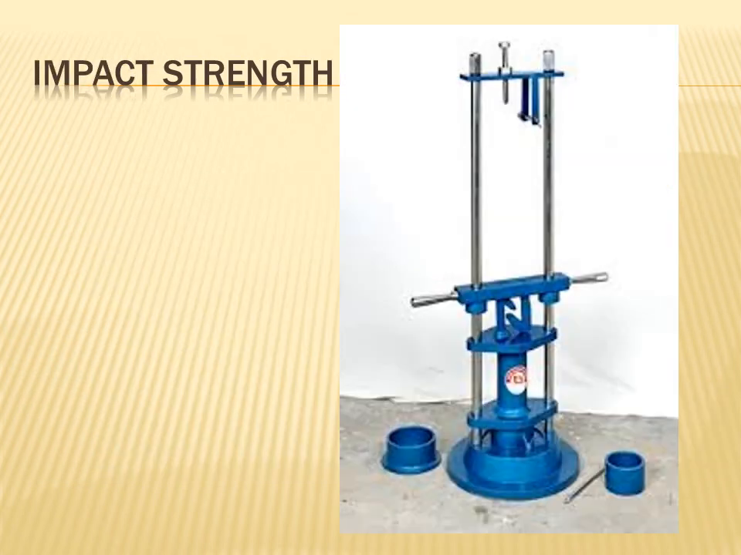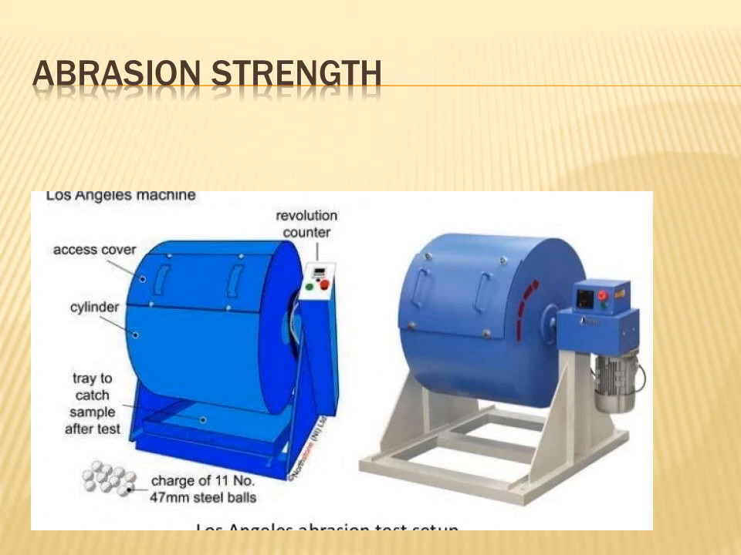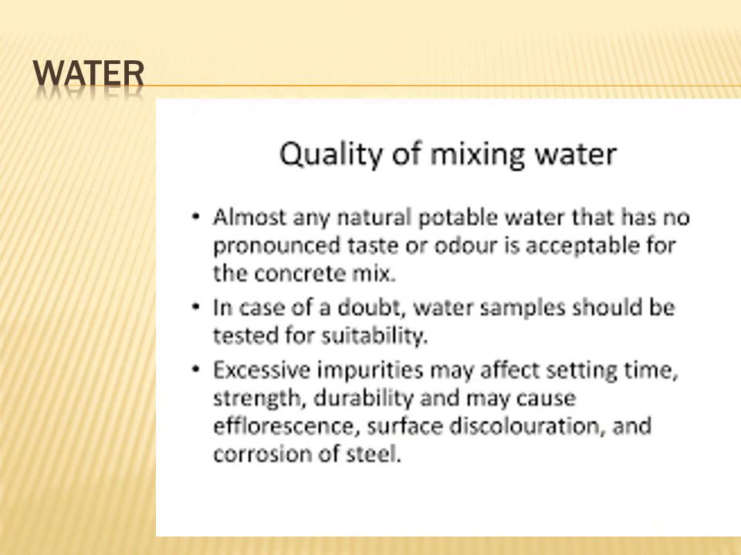Impact strength: you fill the aggregates in this mold and apply the impact load 15 times. Then you sieve and note down the values. This is the abrasion testing machine, the Los Angeles abrasion testing machine. That's about the tests on aggregates.